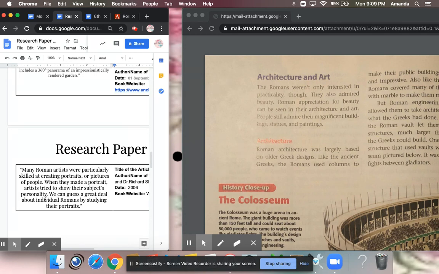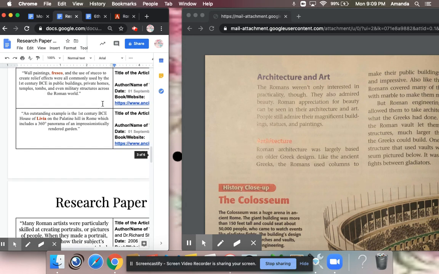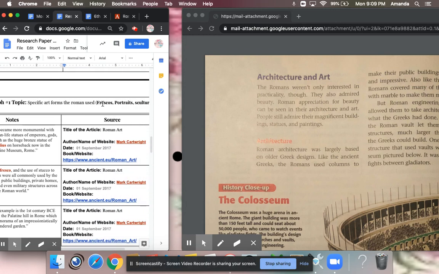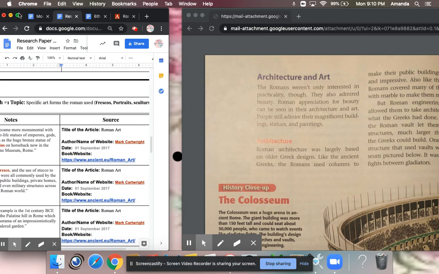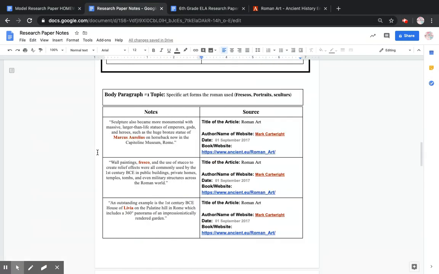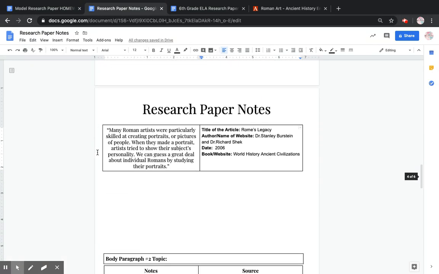So I can put that they were done, and then I can add in how I read about how they were connected with the frescoes and the sculptures. So that's done right there. So I have my body paragraph for topic 1 done.